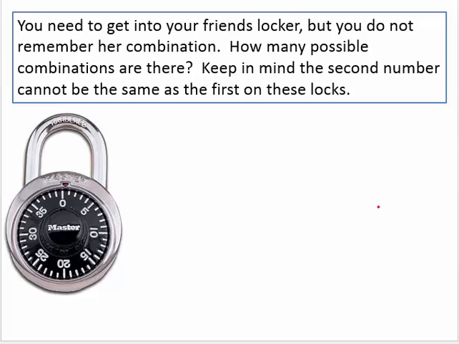How about this situation? You need to get into your friend's locker, but you don't remember the combination. How many possible combinations are there? Keep in mind the second number cannot be the same as the first on these locks. Well, for those of you that have used locks like this before, let's take a look at this lock. It goes from 0 all the way up to 39, so that's a total of 40 numbers.